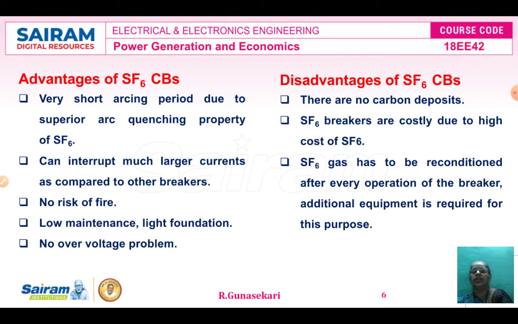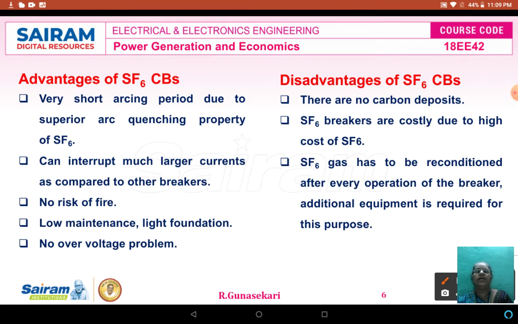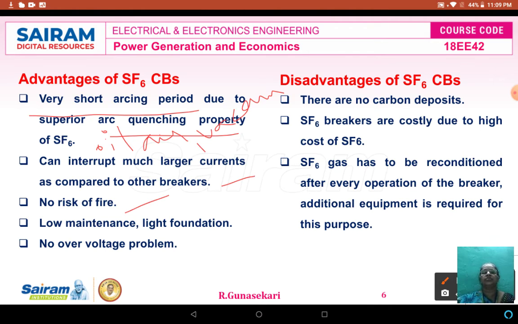Now we study the advantages and disadvantages of the SF6 circuit breaker. First, advantages: very short arcing period compared to other arc quenching media, that is oil, air and vacuum. Then it can interrupt much larger current compared to other types of circuit breaker. No risk of fire because SF6 gas only is used as the arc quenching medium, and then low maintenance cost, light foundation only, and no overvoltage problem occurs in the SF6 circuit breaker.